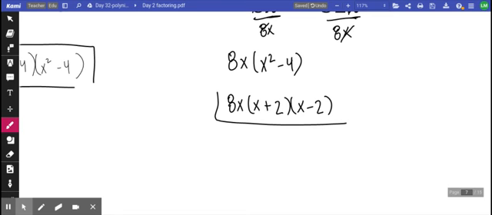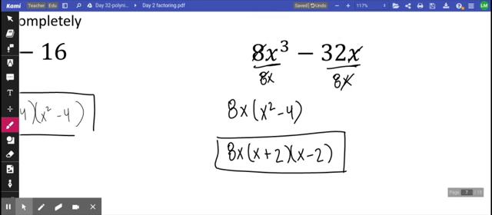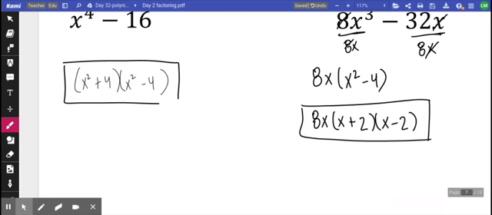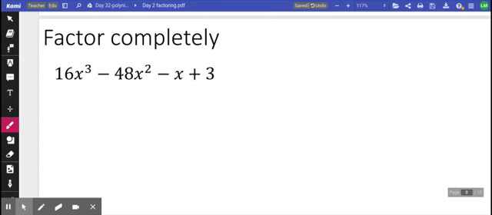All right, and again, if you FOIL this back out and then multiply by 8x, you're going to get that same 8x cubed minus 32x. But this pattern helps us factor it nice and easily. All right, 4 terms. You're like, hey Mr. Miller, I thought we were doing 2 terms today. And I'll get to that in a second. But I say factor completely.